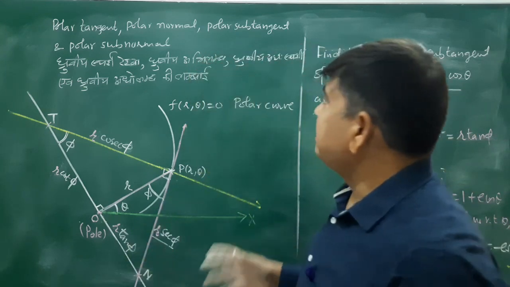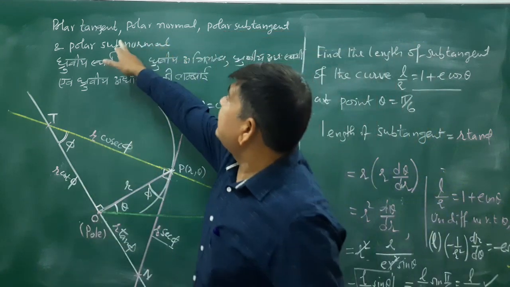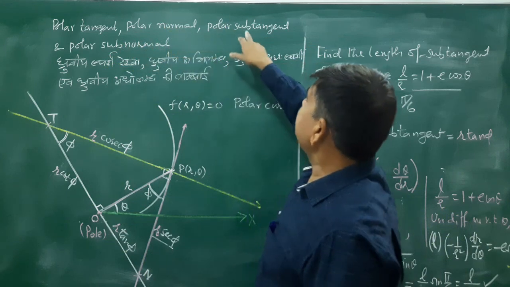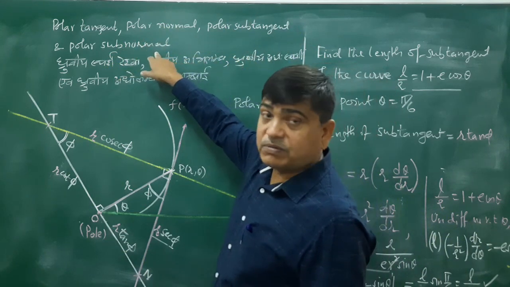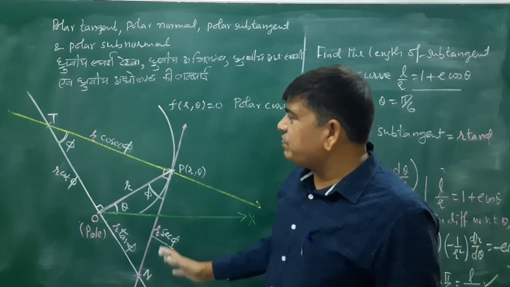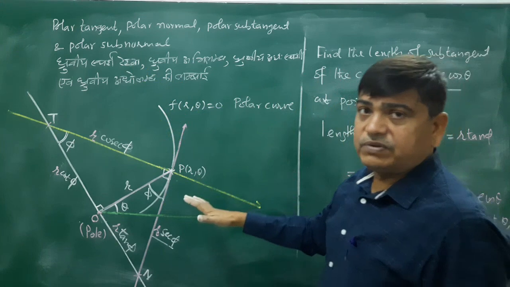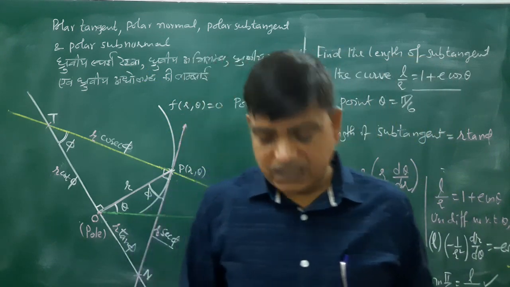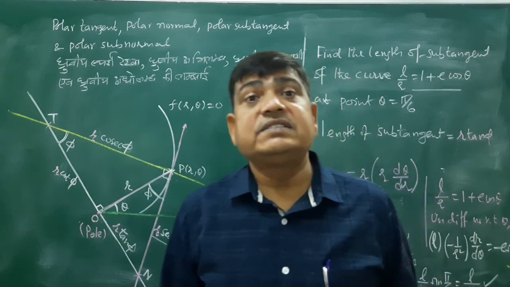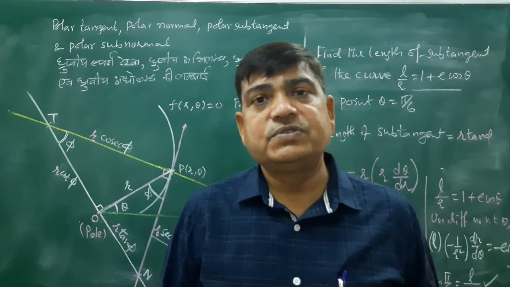So today we have completed length of polar tangent, length of polar normal, polar subtangent and polar subnormal. This is the way to remember the diagram with respect to Cartesian and polar also. And we have defined angle between two curves. If the angle between two curves is 90 degrees, then the curves are orthogonal. So I hope you have understood all the concepts.